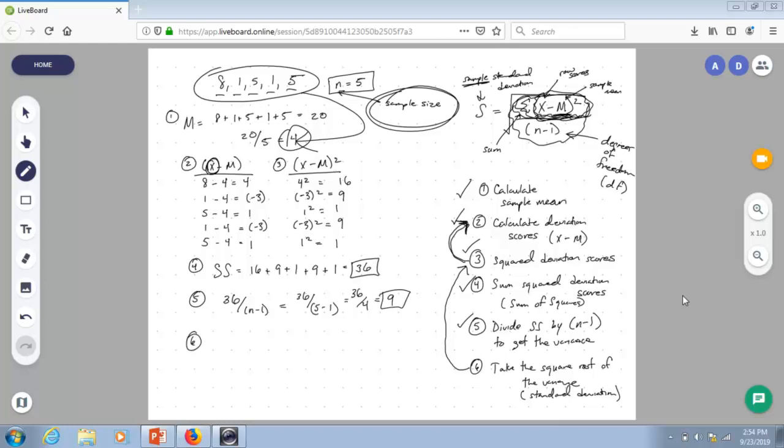Finally, with step 6, we will take the square root of 9 to get a final answer of 3. So what this means is that all of these numbers, 8, 1, 5, 1, 5, are on average about 3 points away from the mean of 4.